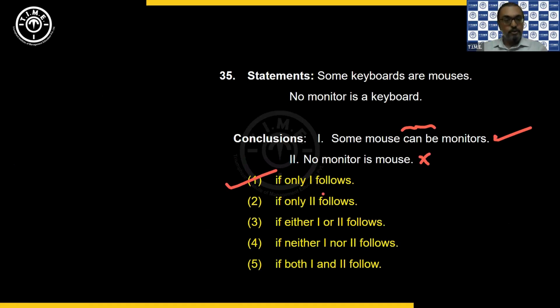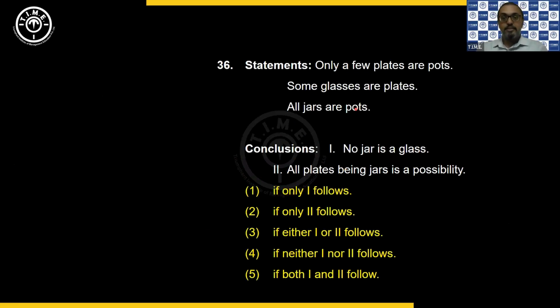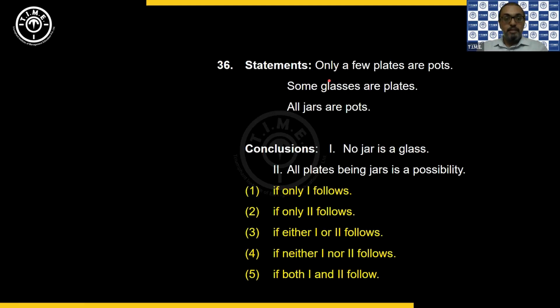Are you understanding that? Okay. So make the necessary indications that will help you analyze the diagrams easily. Okay. Then next, coming to the combined basic diagram, we have only a few plates are pots. Only a few plates are pots.